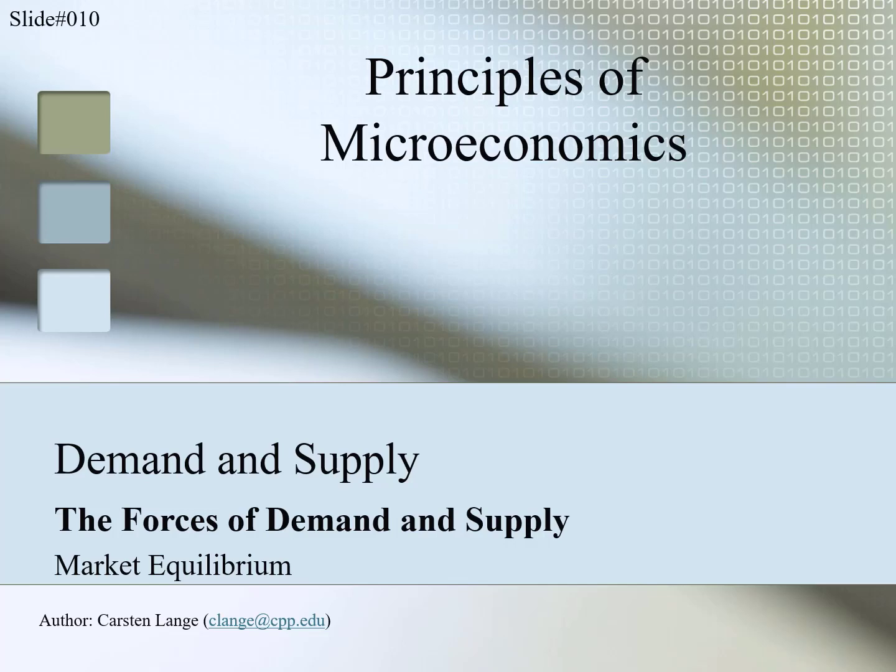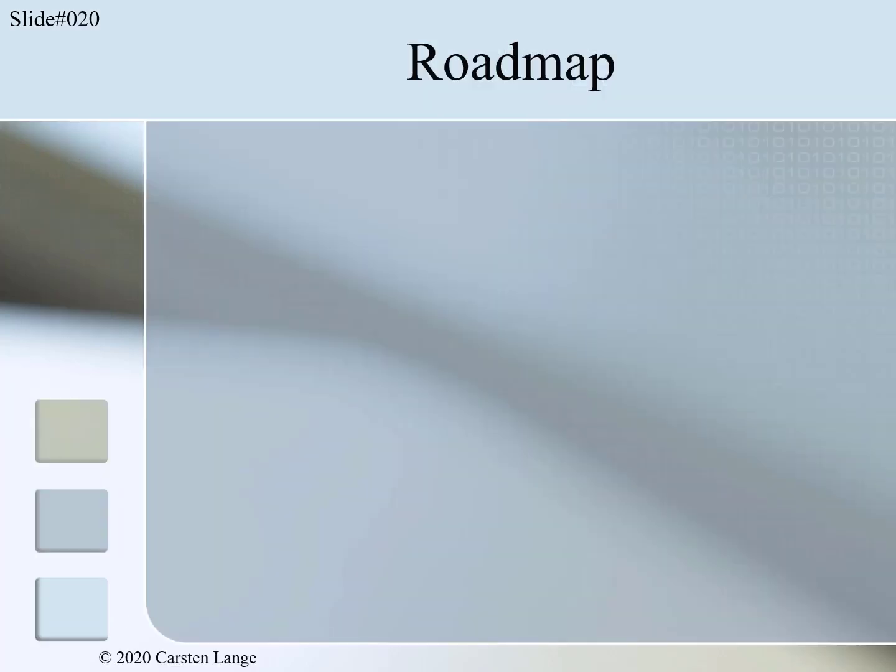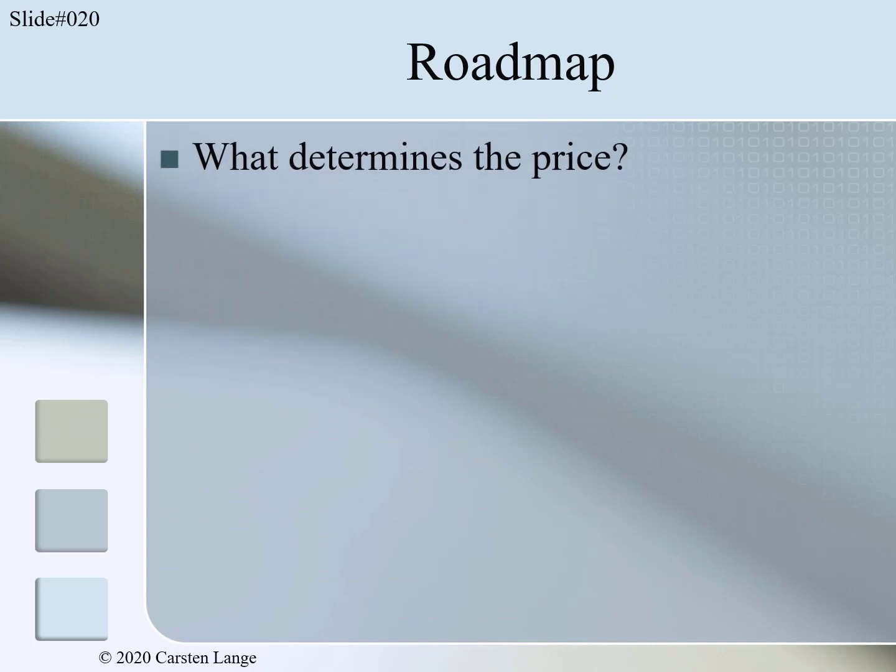Welcome to Module 6, the forces of demand and supply. In segment 1, we will discuss the market equilibrium. You already learned what determines supply and demand. The most important determinant for both is the price. But what determines the price? This is a main question for this segment.